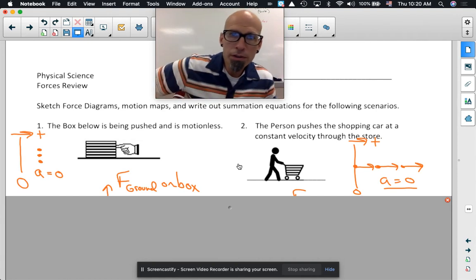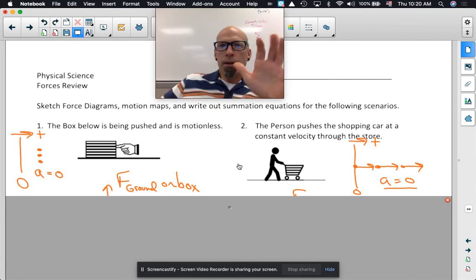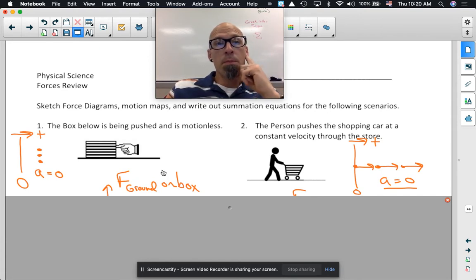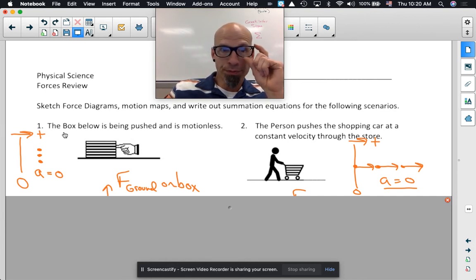Okay, so hey, here's the review. We talk about the review and then we take the test after that. If we look at the review, numbers 1 and 2 here, in any scenario like this I would start with the motion map, because the motion map is going to tell you what's happening.